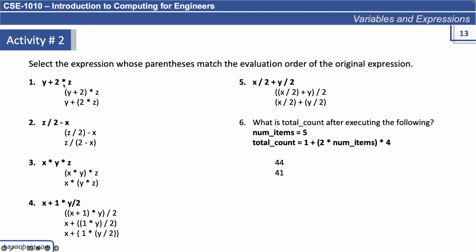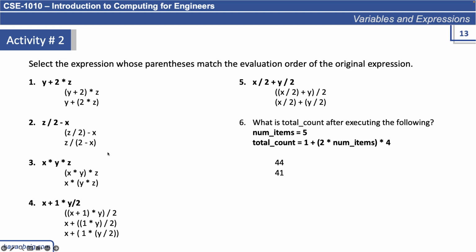So y plus 2 times z. So here, the multiplication operator has the highest precedence. So, which means that this second statement actually defines the correct execution of this statement. So 2 times z will be evaluated first, and then the result will be added to y.